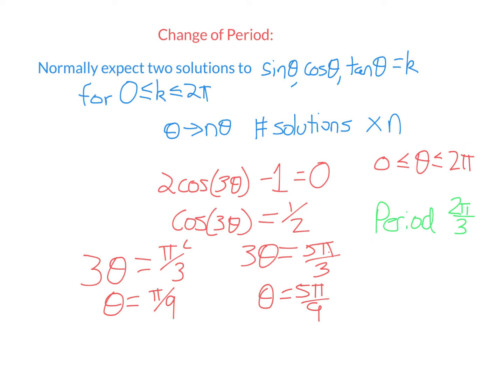And if it helps, you can work in degrees. So 2 pi on 3 is 120 degrees. So pi on 9 is 20 degrees, so I can add 120 degrees. The next solution will be 140 degrees, and then I can add another 120, which makes it 260 degrees. If I add another 120, I get 380 degrees, but that's outside the range that I wanted of 0 to 360. So I don't really need to include that.